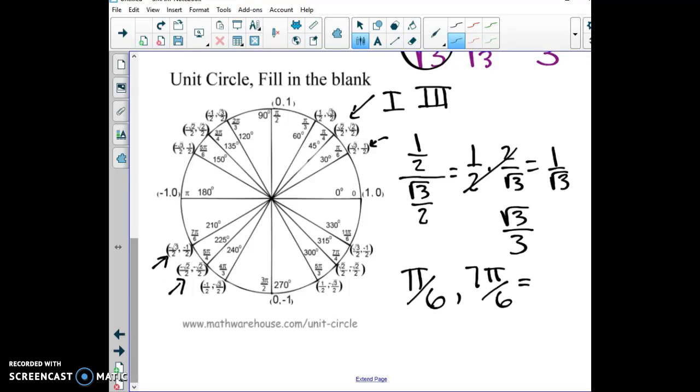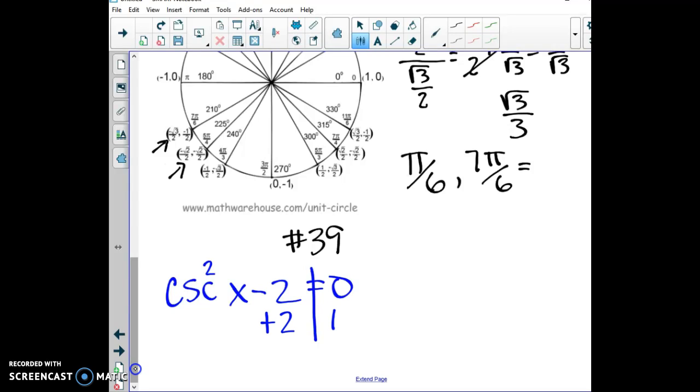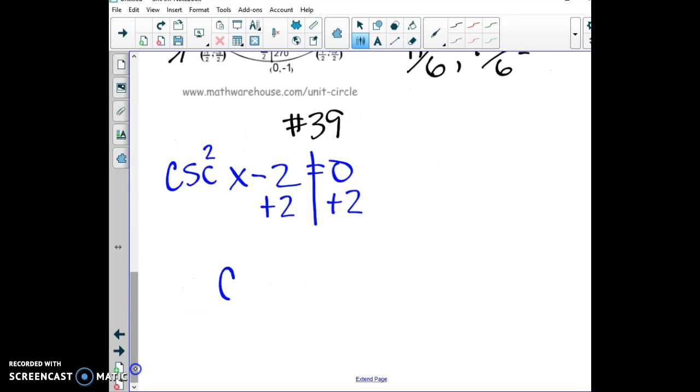After example 3, let's try number 39 and come back and check your answer. In problem 39, it asks you to solve, I'm missing something here, equals 0. So again, we're going to pull out our tool belt, get to work. Cosecant squared of some angle x is going to equal 2.